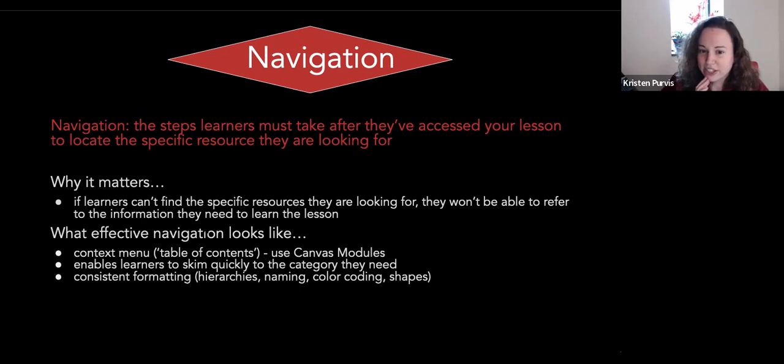What effective navigation looks like: context menu, which is also known as a table of contents, use Canvas modules. We just went over all that. And it enables the learners to skim quickly to the category they need. So if they already know, oh, I just needed to review module 3, they can just find that one and they're good to go. They don't have to sort through a whole long list of every single assignment from the whole semester. It'll just be categorized by each module.